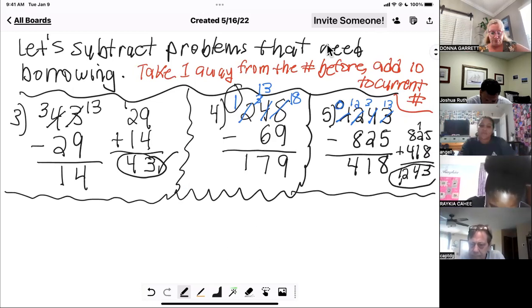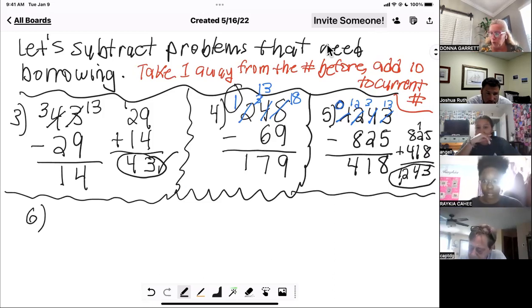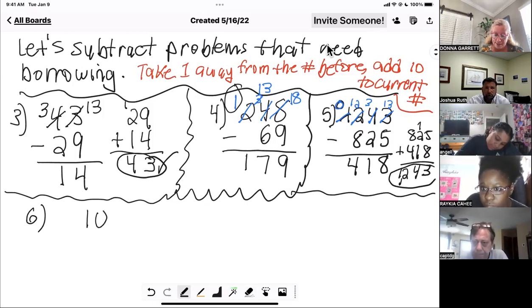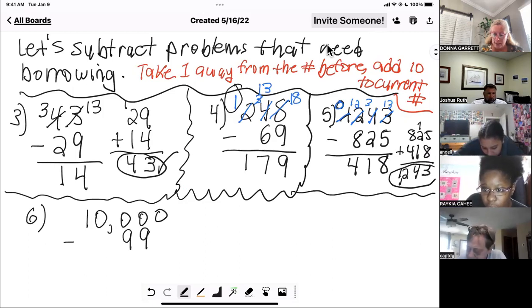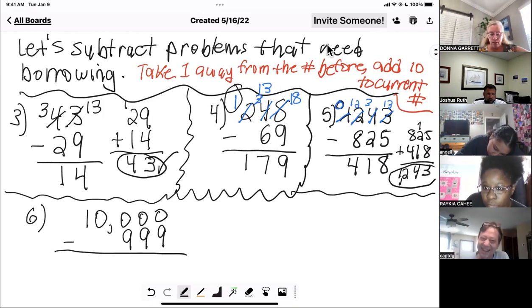Ready to see a crazy one? This one I'm going to do now is probably the hardest one you're going to do because it's all zeros on top, basically. We're going to do 10,000 minus 999. Now, you might be able to figure this out without doing the subtraction, but we're going to pretend we don't know how to do it. We're going to subtract.